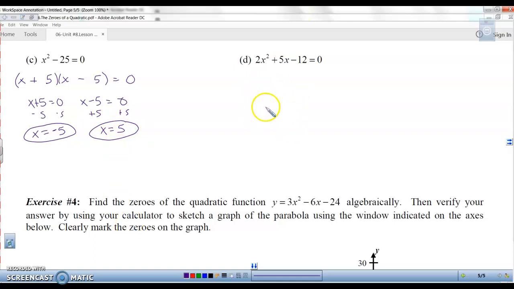Okay, let's try this last one. 2x squared plus 5x minus 12 equals 0. Can we divide by 2 on this one? No, because the 5 doesn't divide by 2. So we have to do our box, but this is a little more complicated box.